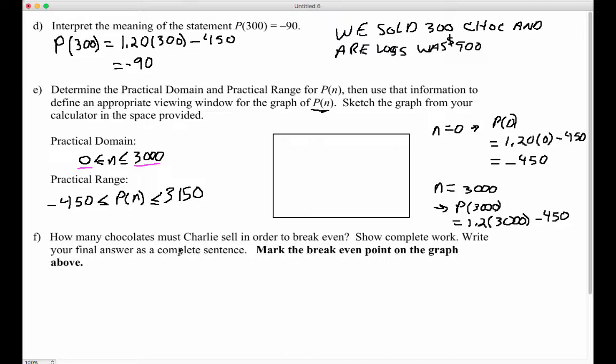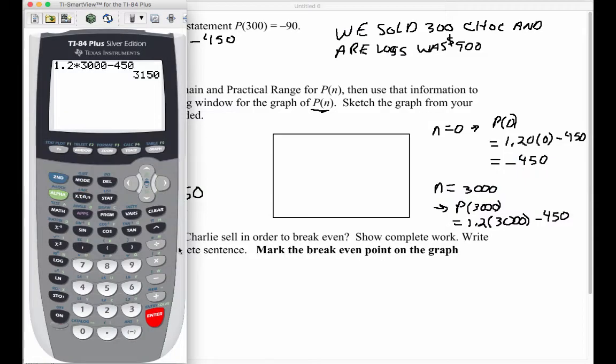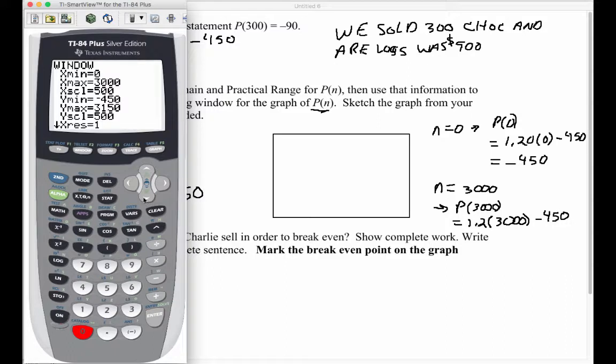In other words, we're going to use these as our window settings. So if we go back over to the calculator here, and we go to the window, we're going to go ahead and start at 0, and then we're going to go to 3,000 for x max. So x min is 0, x max is 3,000. Now you could leave your x scale to 1 if you'd like. I made it 500 because I don't like having that many tick marks on there.